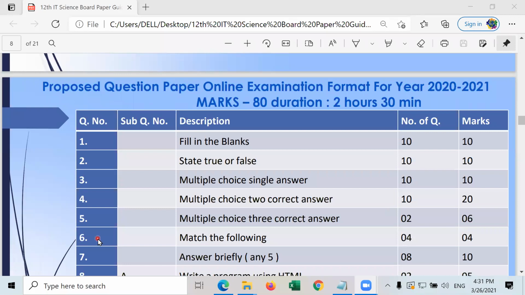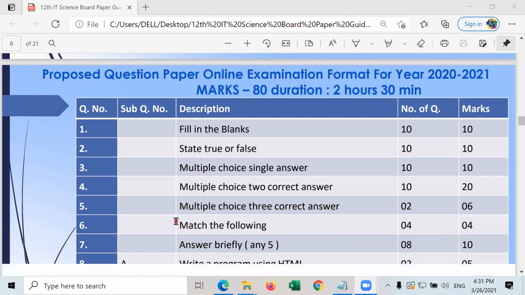Question number 6 is match the following. Now, in this question, you will be given 4 definitions in the left hand side, and four terms in the right hand side. So you have to match the pairs. One correct pair will give you 1 mark. So there will be four pairs. If you write all answers correctly, you will get 4 marks. If you write three answers correctly, you will get 3 marks.